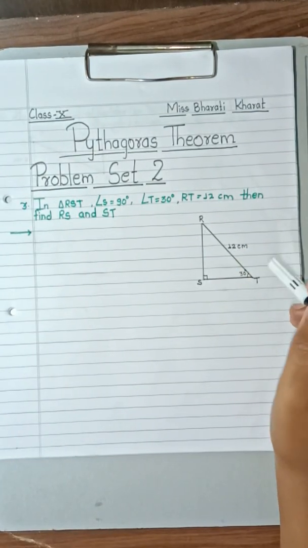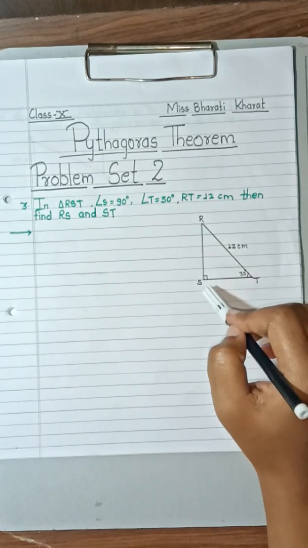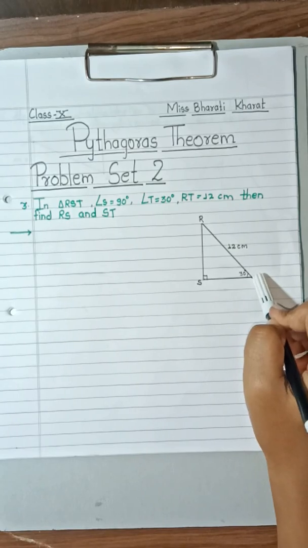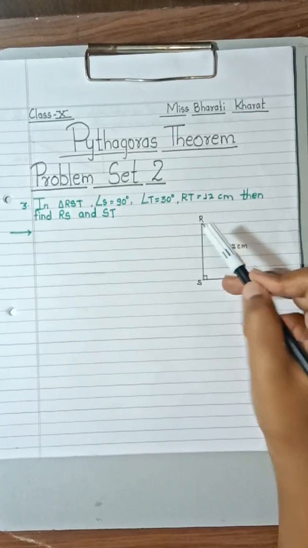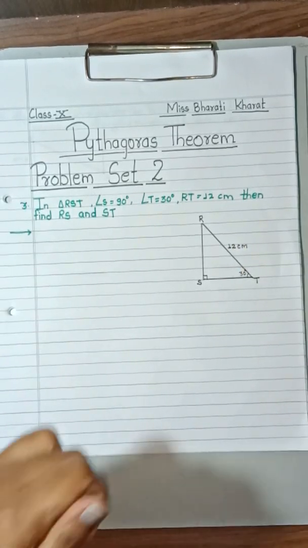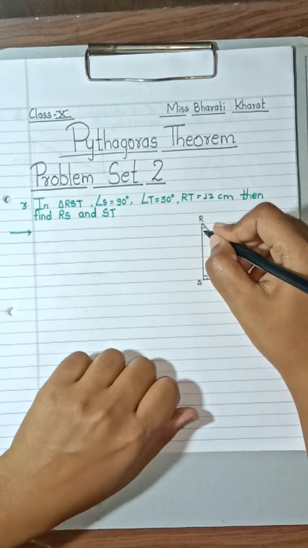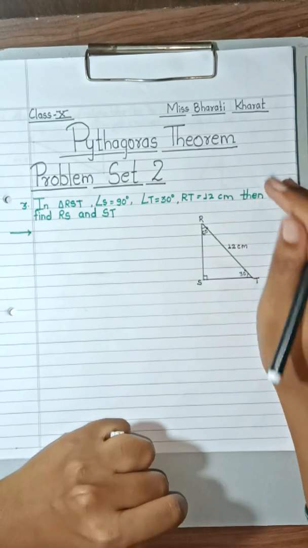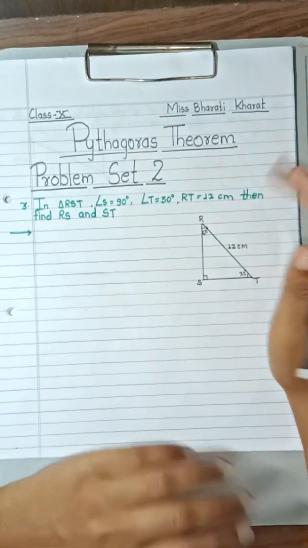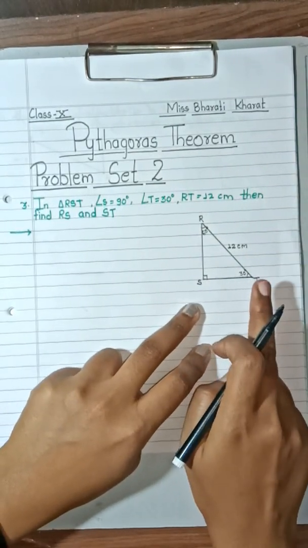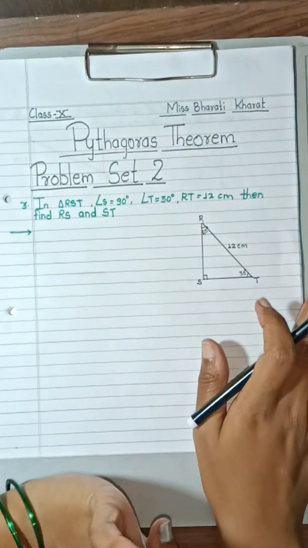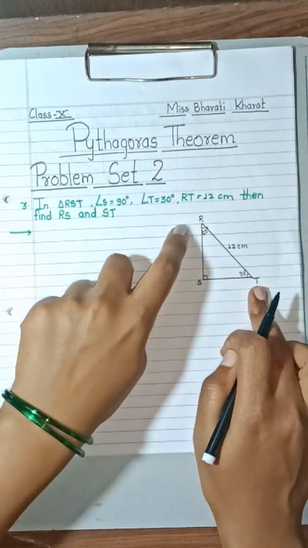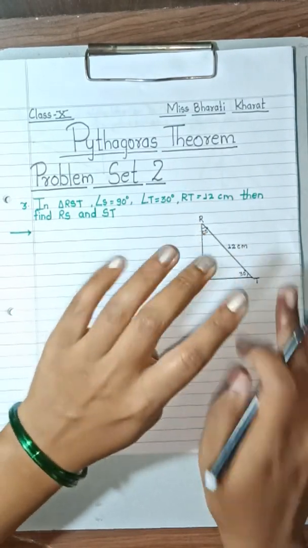Children, as you know, one of the angles is 90 degrees and the other one is 30 degrees. That means the remaining angle, angle R, will be 60 degrees. I'll write it down here. Therefore this will be 60 degrees. As you know, the sum of the measures of the angles of a triangle is 180 degrees. Therefore 90 plus 30 is 120, 120 plus 60 is 180. As they have given S as 90 and T as 30, R will be 60 degrees.